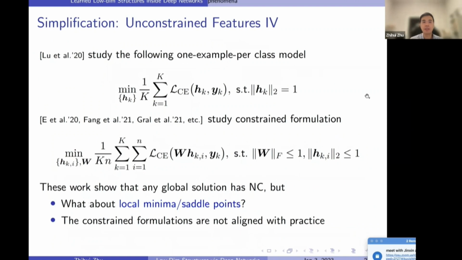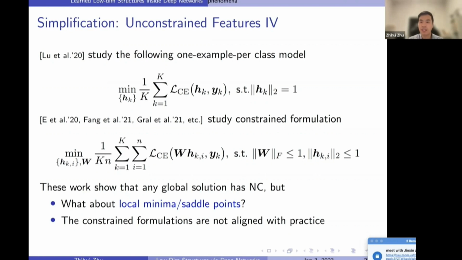In recent years, these unconstrained feature models have been used to understand the neural collapse properties based on different setups. For example, one work studies the one example per class setting, which means that we assume each class has a single training sample, there is no weight decay, and we only assume the features live on the unit sphere, and then we look at what features we will learn by minimizing this cross entropy loss.